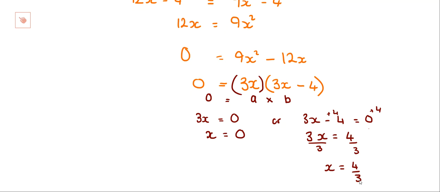Would they ask you to put it as a decimal? What would be the benefits of writing 4 over 3 as a decimal? Easier for you visually. You can put it in the equation and check. You can't actually. What's the decimal of 4 over 3? 1.3 recurring. How can you put 1.3 recurring into anything?